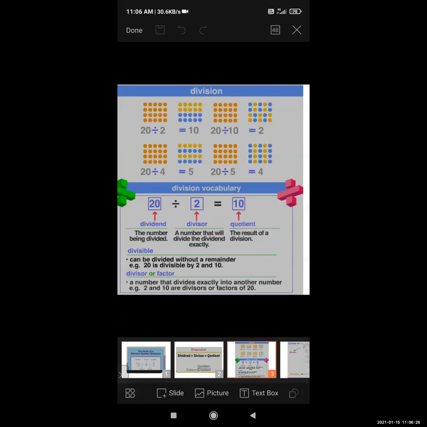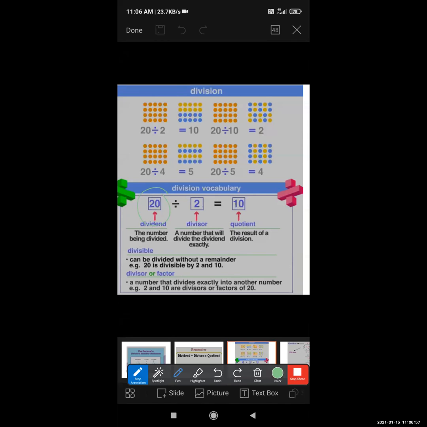So now the sum is what? 20 divided by 2. Now I'm going to highlight with a pencil. 20 is the what? Dividend. So what is meant by dividend? The number being divided. Keep the meaning in mind properly. When you understand the meaning, only then will you be able to solve division sums. Otherwise, you will not be able to solve them.